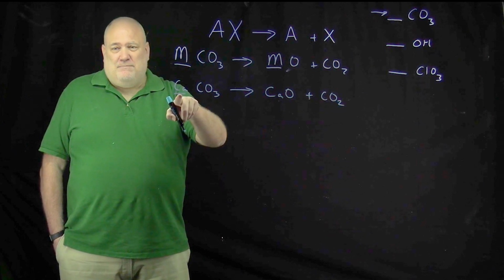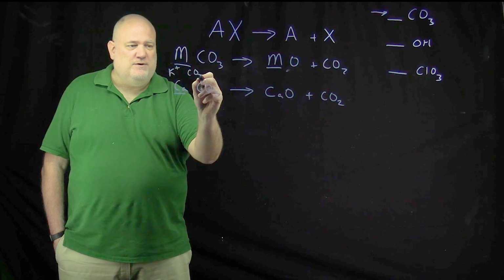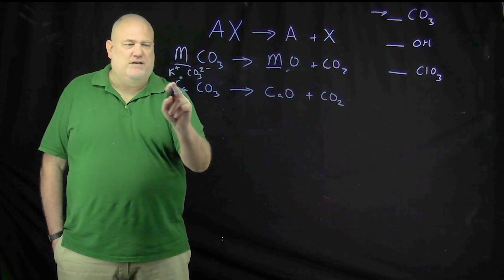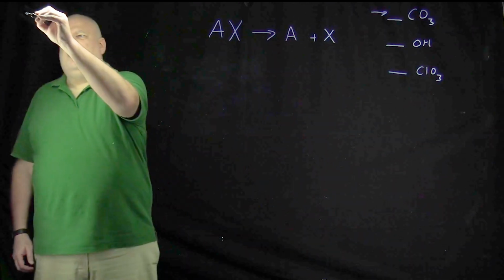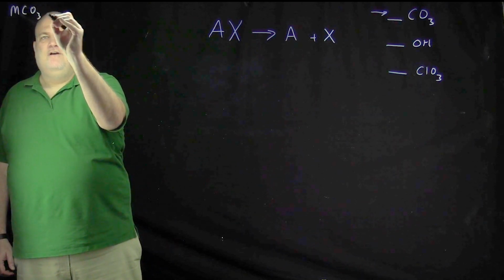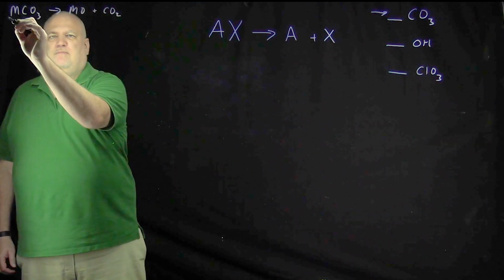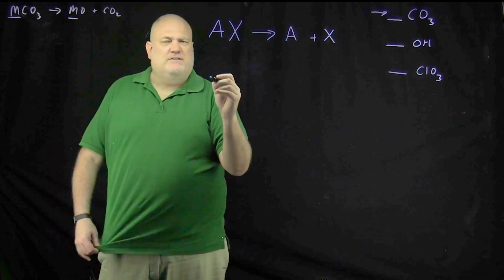Now, if it had been a K, for example, K is a 1 plus and CO3 is a 2 minus, so you see how I would have had to go K2CO3. I'm going to put this over here as our go-to when we look back at it. So we have MCO3 will always go to MO plus CO2. Okay? What if we have instead a metal hydroxide?